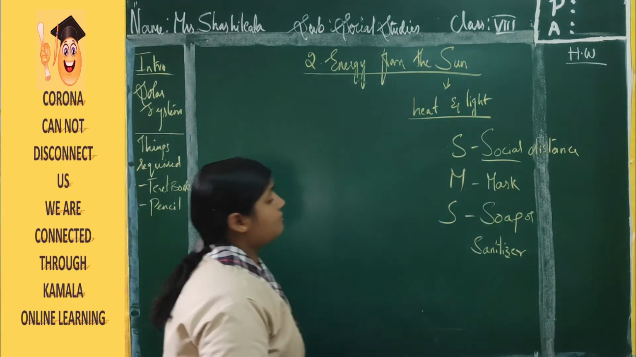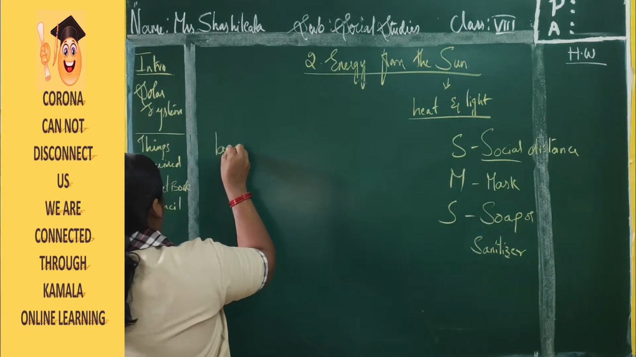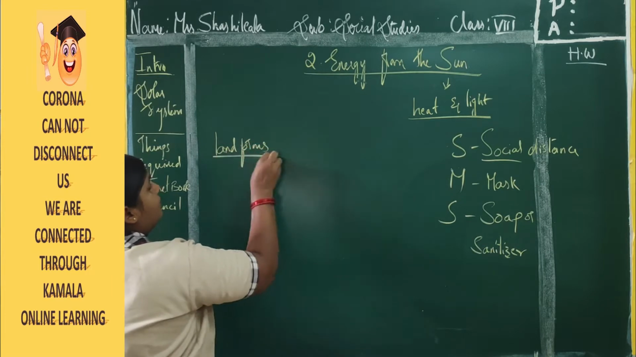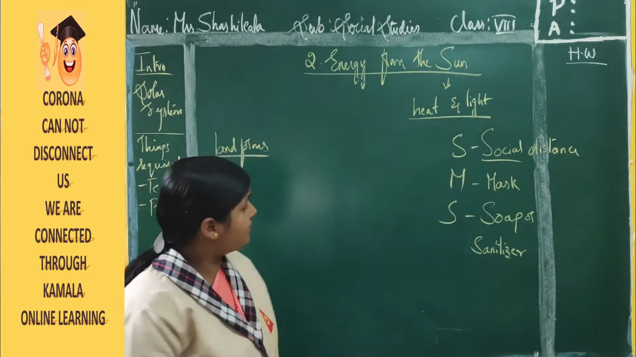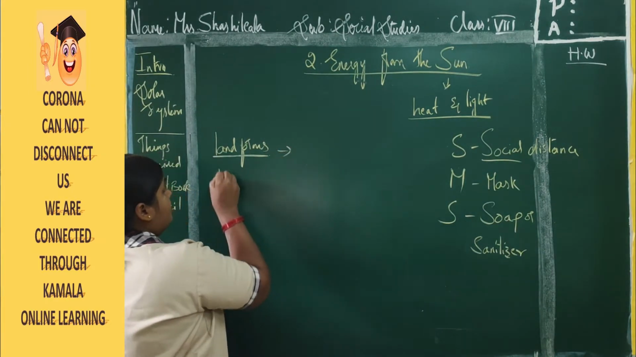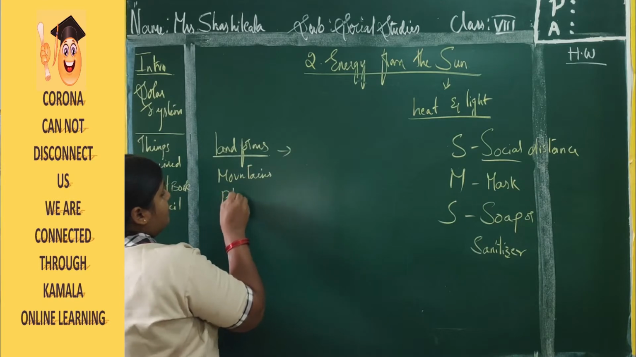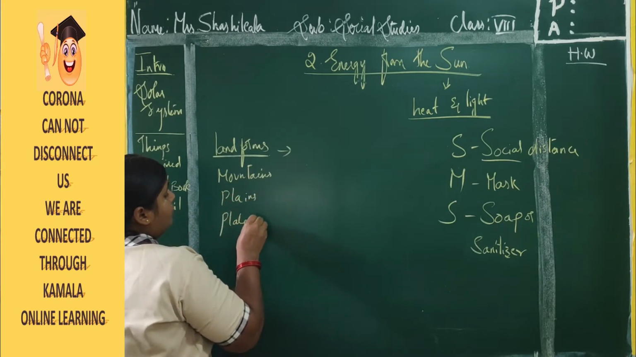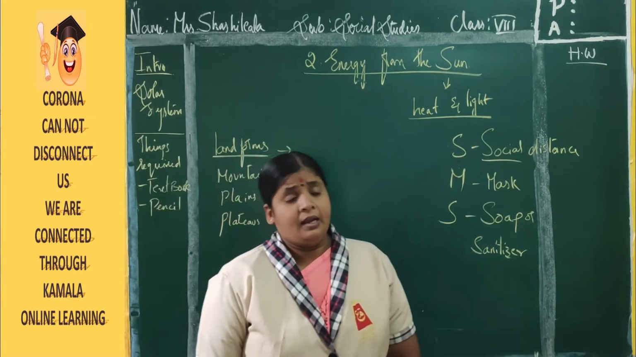Already in the previous classes we have learned about different landforms. What are the different landforms here? The landforms which are made by nature itself. What are the examples? Mountains, plains, plateaus, and many more. These all come under the different landforms.